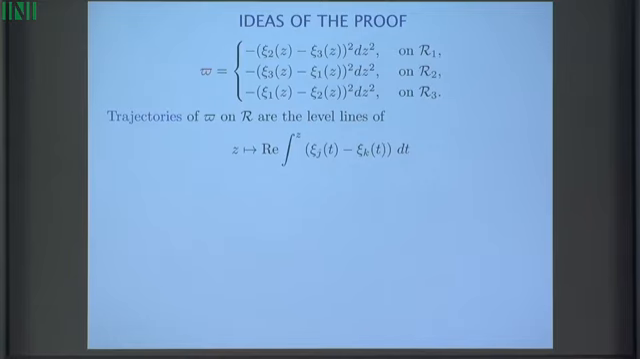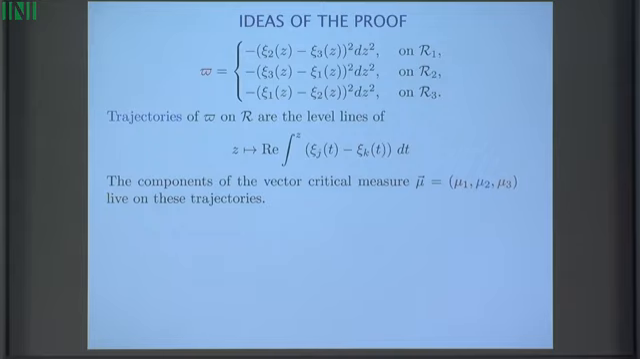Obviously, when you say square root, it can be plus or minus, but since you're just tracing, following where the real part of the primitive is constant, you don't care which sign you're using. So there are certain curves. In fact, they give a foliation of the whole Riemann surface. But you will be looking at certain specific curves from there. The components of the vector critical measure, in fact, that's another thing you have to prove, live on these curves.